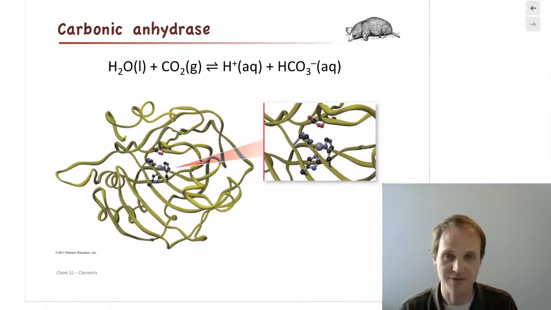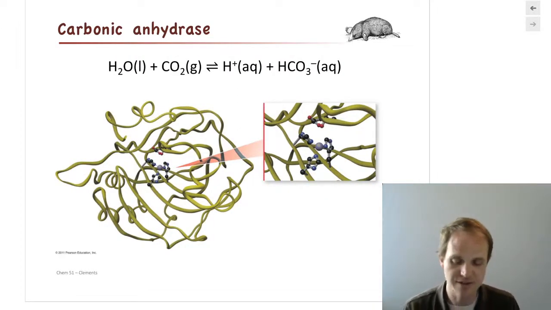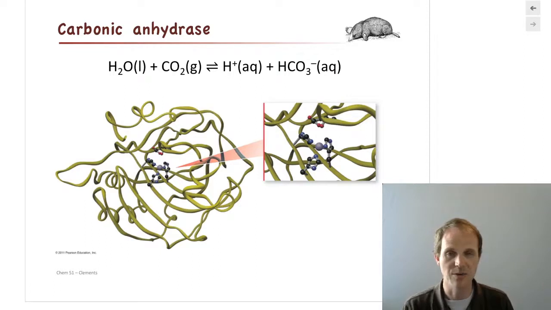Carbonic anhydrase, if you like to breathe and not die, this is a great one to have. It allows the conversion between water and carbon dioxide, H plus and bicarbonate ion, which is kind of our buffer maintaining system in there. How does it work? It's a catalyst, it's an enzyme, and it speeds that reaction up in any way that we want it to.